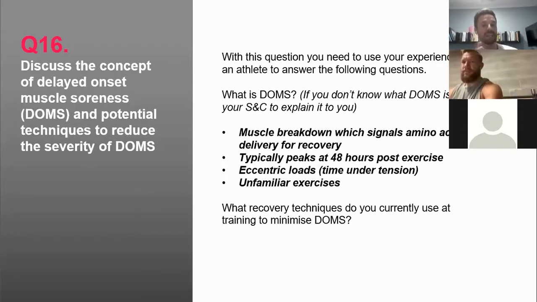Okay, so as you can see here, guys, it's muscle breakdown. And that's signaling amino acid delivery for recovery. So protein, when you eat it, gets broken down to amino acids, right? So are we writing these dot points in the space provided? Yeah, please do.